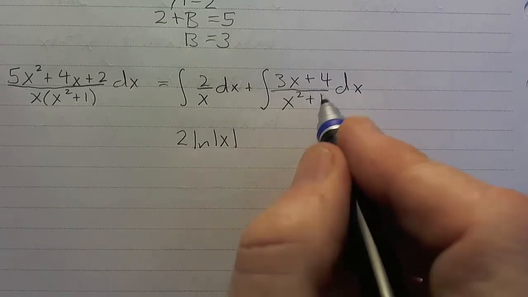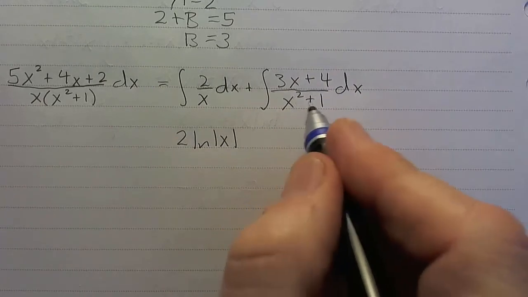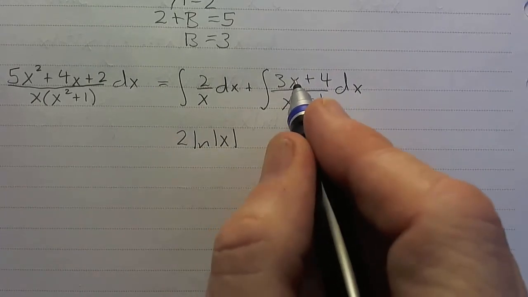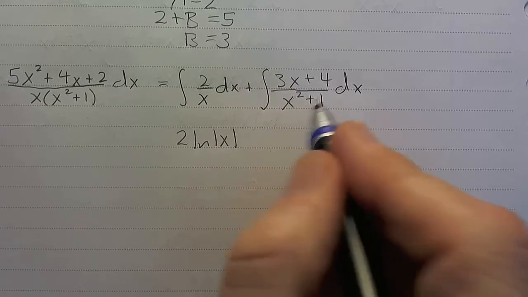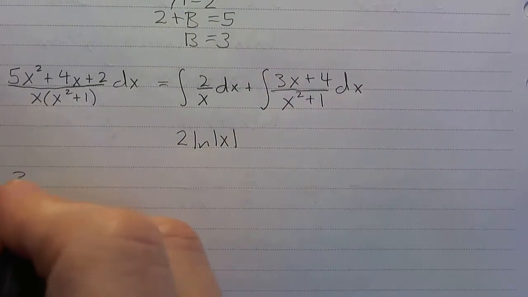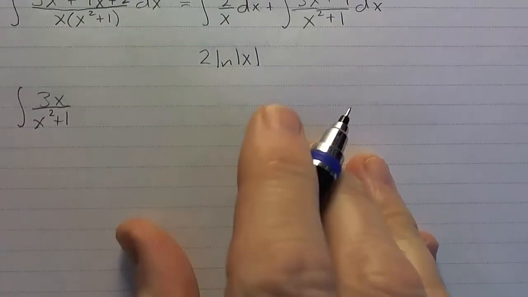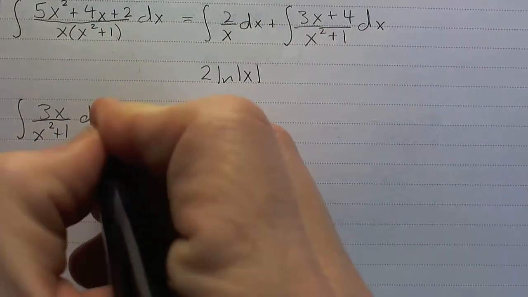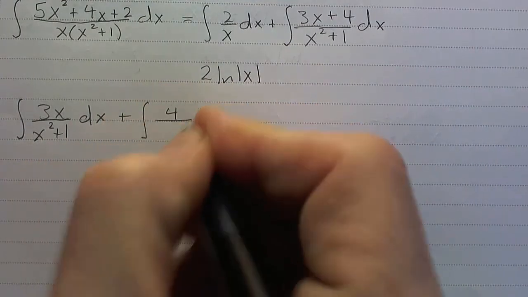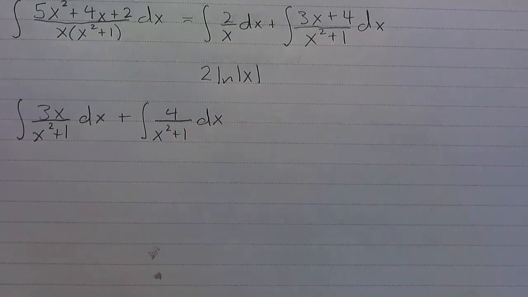And I think what I want to do here is split this integral up. Because I recognize the x squared plus 1 down here, that reminds me of arctangent. And then I've got the x up here, and the x squared plus 1 makes me think I can use some sort of substitution. So here's what I've got. I've got 3x over x squared plus 1 plus 4 over x squared plus 1. So I've got these two integrals.